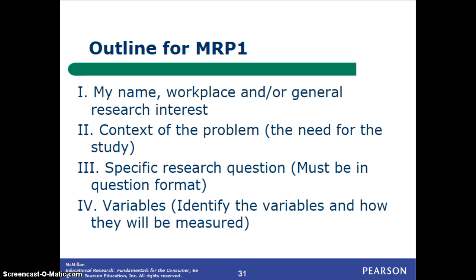For item 3, all you need to do is write one research question. So put as a heading, put Roman numeral 3 specific research question. Then under that, type out one specific research question. Not 2, not 3, not one main question with sub-questions. Write one question. It'll be a lot easier to address your MRP as we move through the semester if you have a single research question. Trust me on this one.